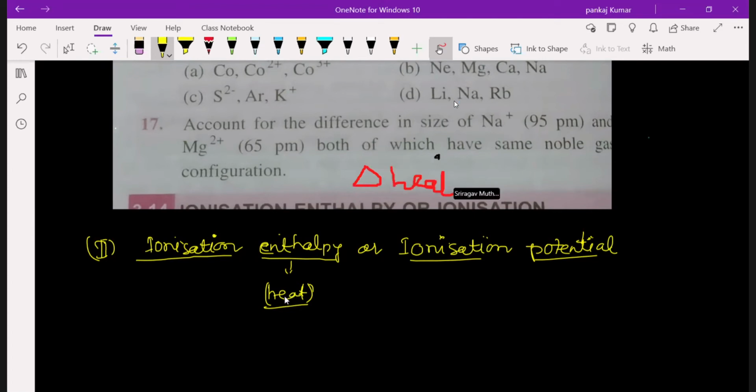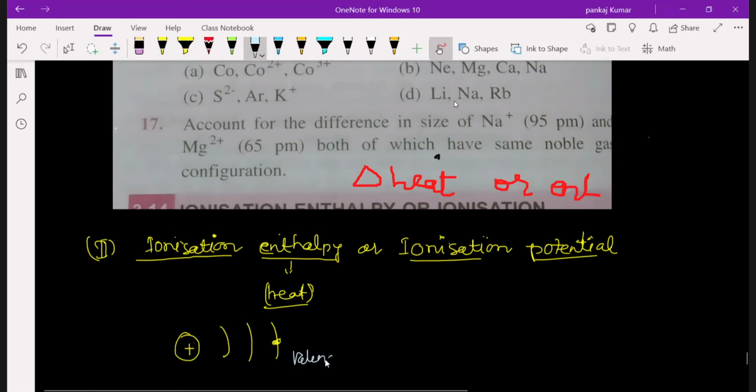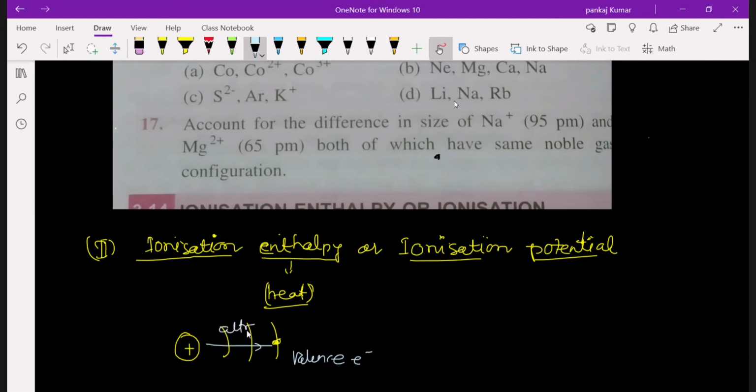Now let us say, suppose this is the atom, which has so many electrons. This is the valence electron. Obviously, this electron is attracted by the nucleus. Now we have to remove the electron. So to remove this electron, what do we have to do? We have to give energy which will be more than this force of attraction, right? So energy must be supplied.